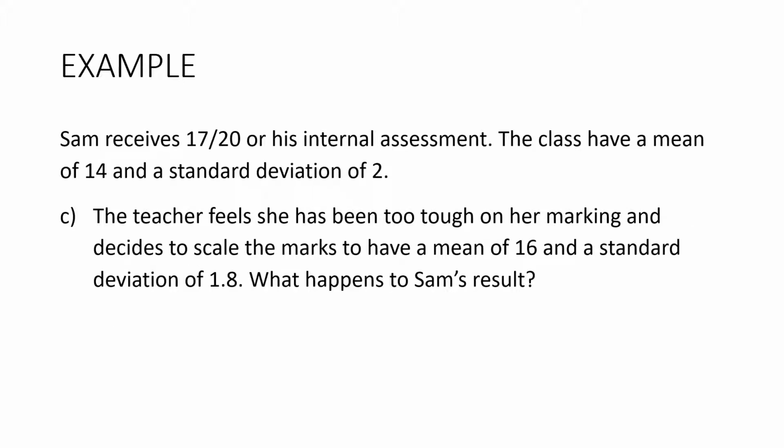The teacher feels she has been too tough on her marking and decides to scale the marks to have a mean of 16 and a standard deviation of 1.8. What happens to Sam's results? So now we're going to take our Z score and we're going to put a new mean and a new standard deviation in place. So there's the Z score. There's Sam's new score. There's the mean of 16 and the standard deviation of 1.8. We've just got to solve this equation. Take your 1.8 over. It becomes 2.7. I've switched it around. And now take the 16 over. So his new score is 18.7. So his mark has gone up by 1.7.